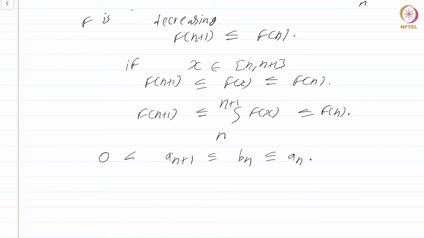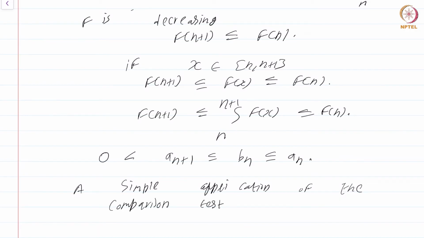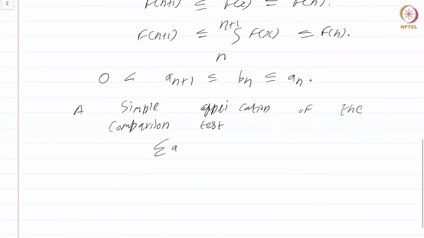Okay, now a simple application of the comparison test. You have to apply it twice, once for each inequality, a_(n+1) less than or equal to b_n and b_n less than or equal to a_n. We get summation a_n converges if and only if summation b_n converges. This just follows immediately if you apply the comparison test twice to the inequality that we have.